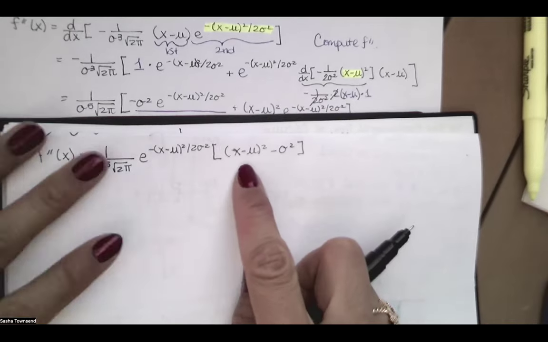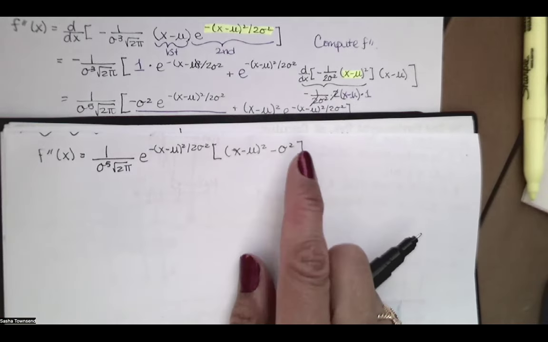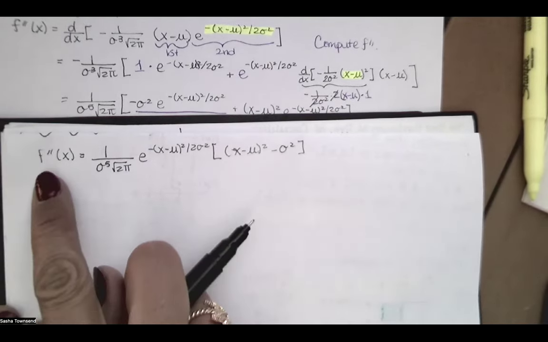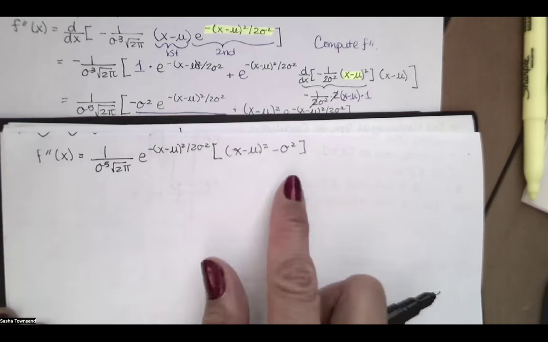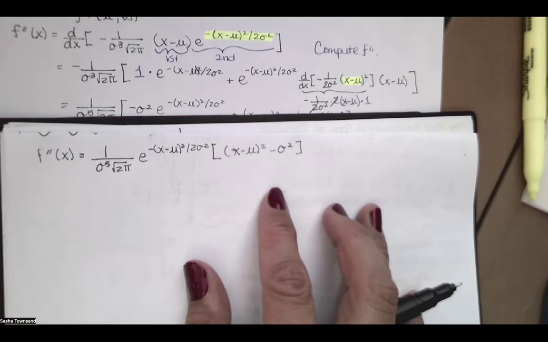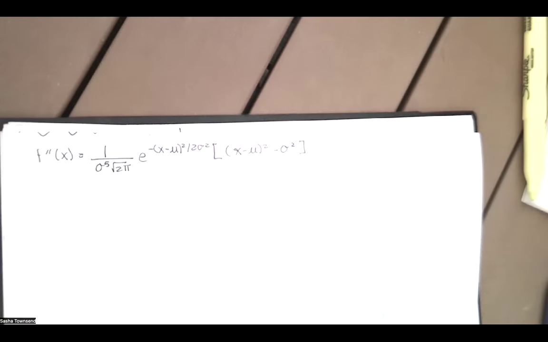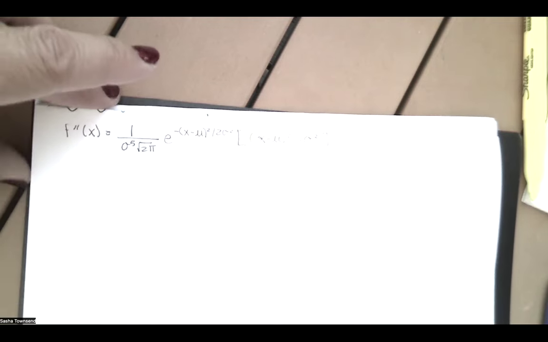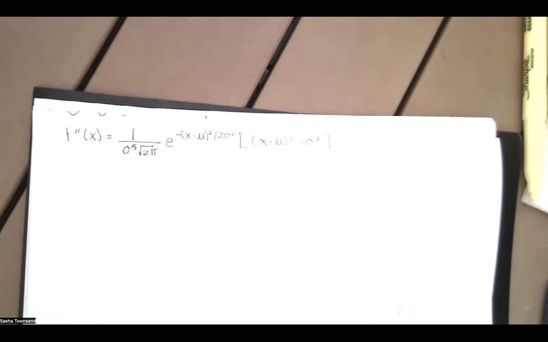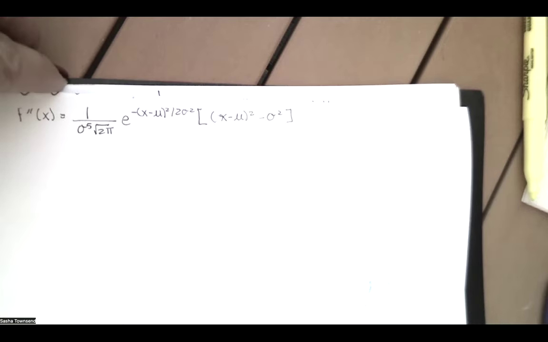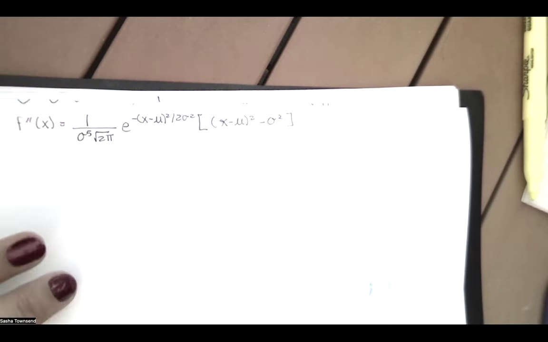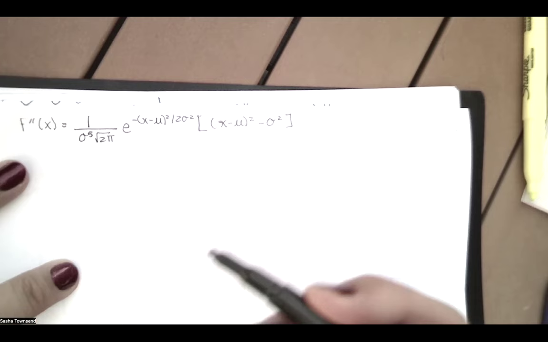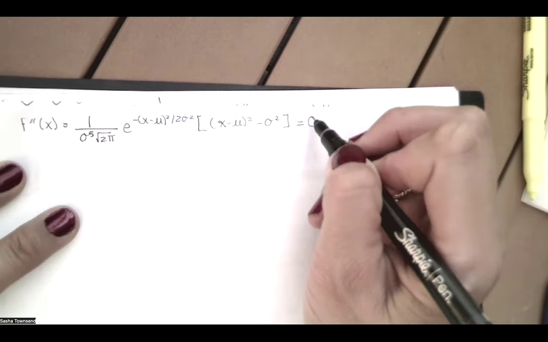Now, if you want to, you could write that twice in FOIL, but I don't think it's necessary because we're ultimately going to set f double prime equal to 0 and try to find the x values that cause that second derivative to be 0. If f double prime changes signs at those x values, those x values are x coordinates of our points of inflection of the original function. So we'll set this equal to 0 and solve for x.